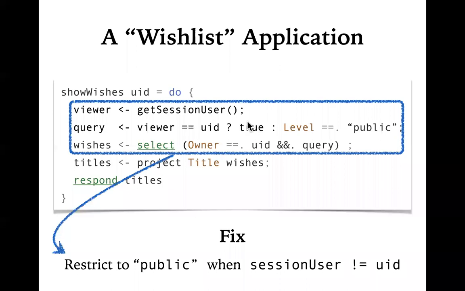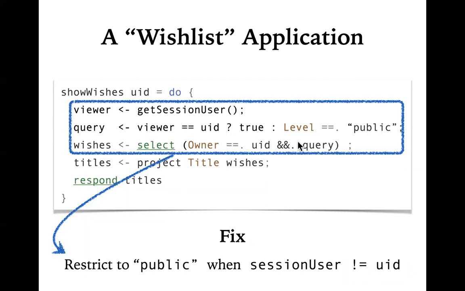Let's look at it. There's a little bit of work here. Same thing, show wishes. Now what I do is I get the session user. I have some API call that says, who's the session user? And now I have this C style if then else. If the viewer is equal to user ID, so if the current viewer is in fact the same person whose wishes we're trying to get, then this query fragment is true. There's no extra constraint. Otherwise I'm generating an extra constraint. This query has this extra conjunct subquery that checks if the level is public when the viewer is not the owner.